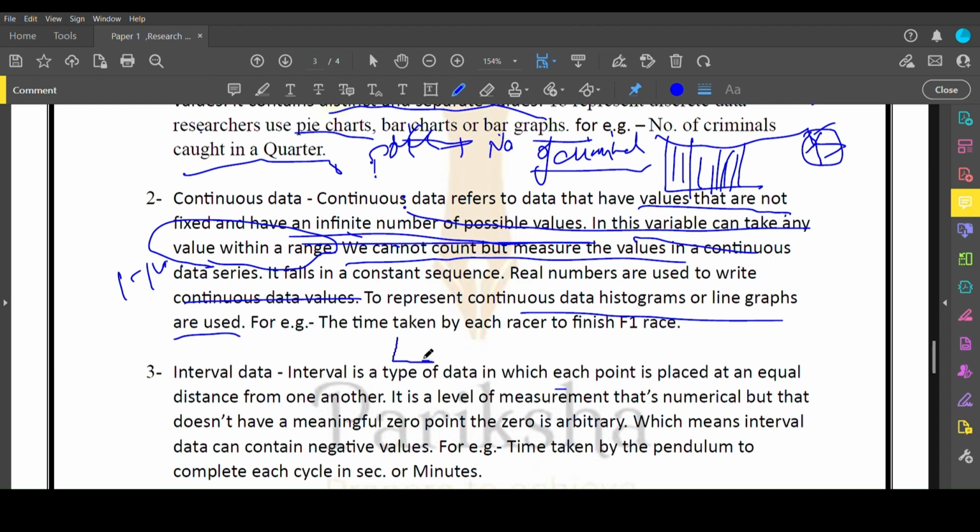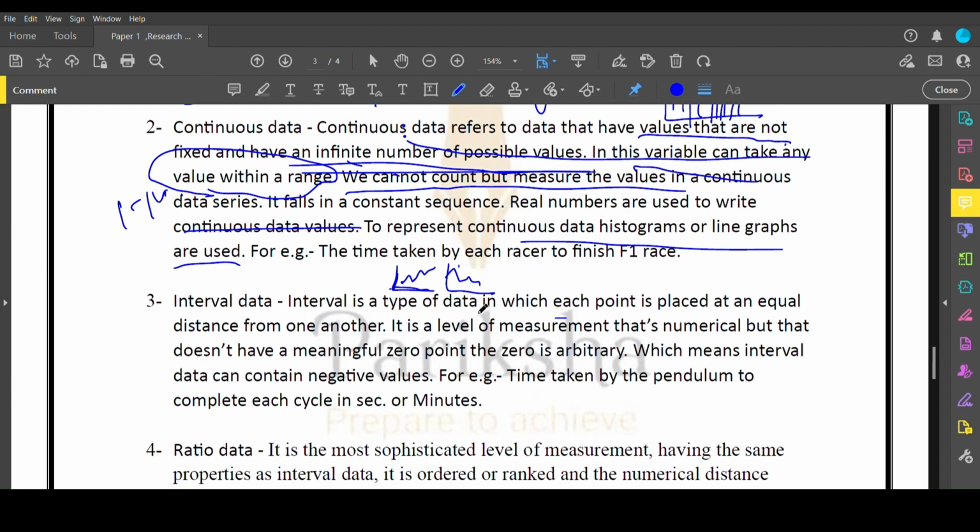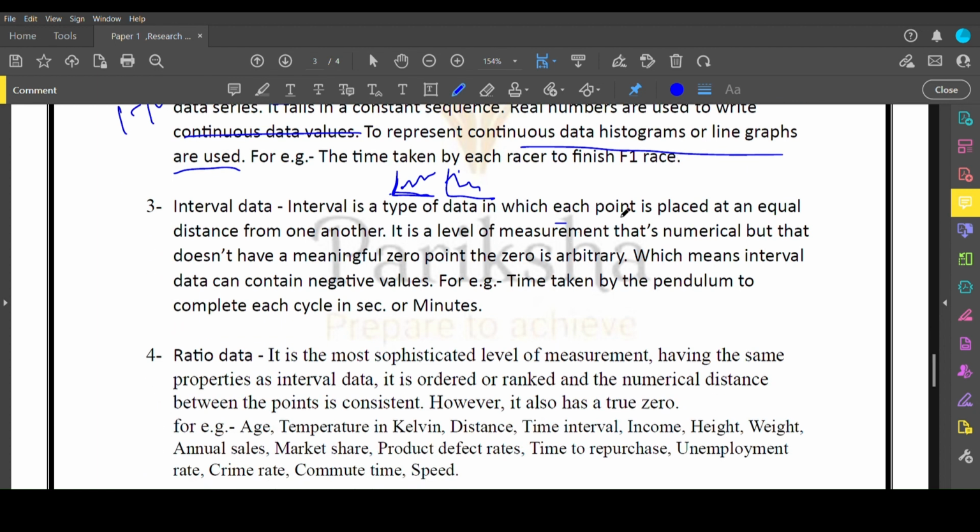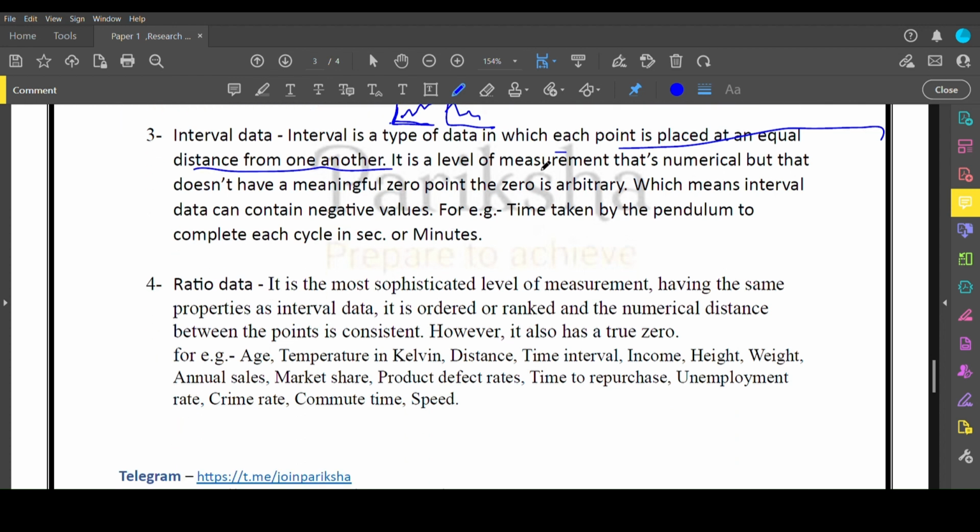So we can use it as a line graph like this, or this can go like this as well. This is line graph. Now interval data. Interval is a type of data in which each point is placed at an equal distance from one another. It is a level of measurement.